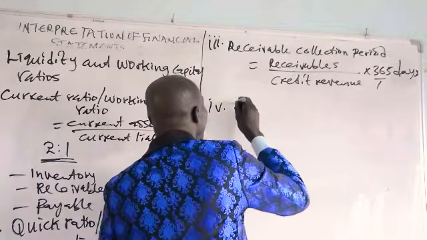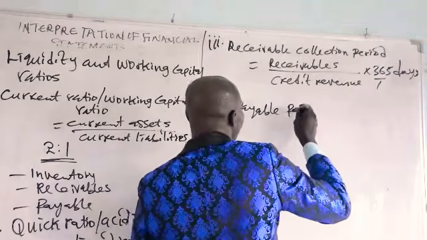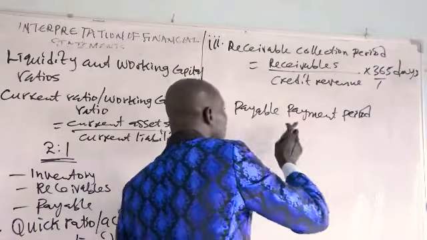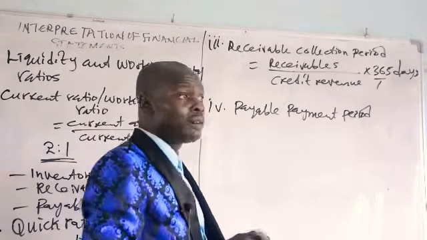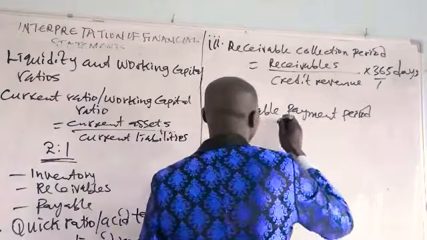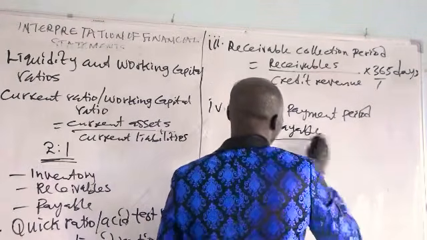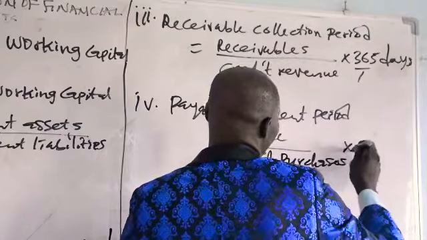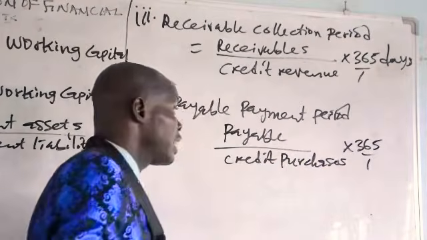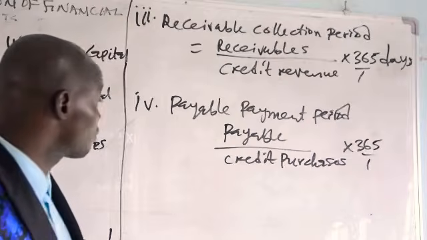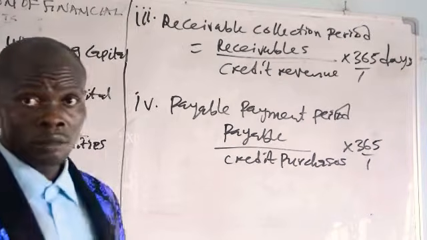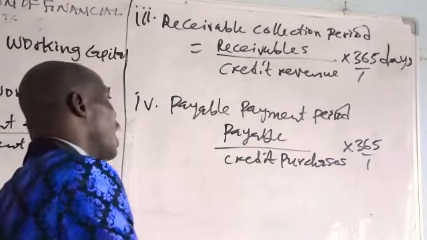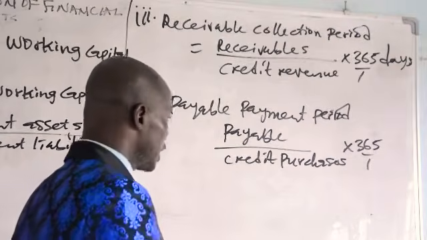Then we have the payable payment period. This shows the number of days it takes before the suppliers are paid, which is payables over credit purchases, times 365. If it is too high, that means you delay in paying the suppliers, and where suppliers cannot be paid on time, they will not be willing to extend credit to your organization. The lower indicates that you pay the suppliers on time.